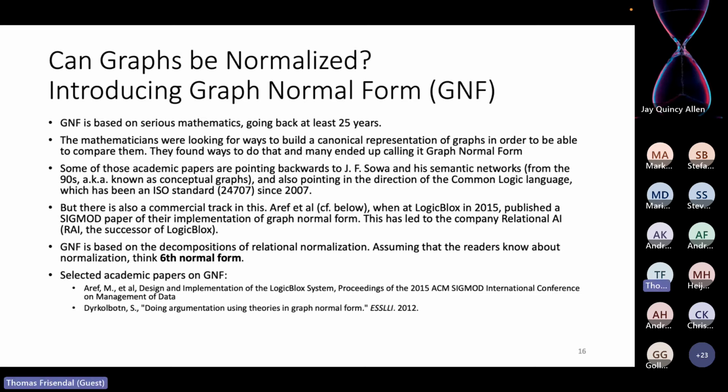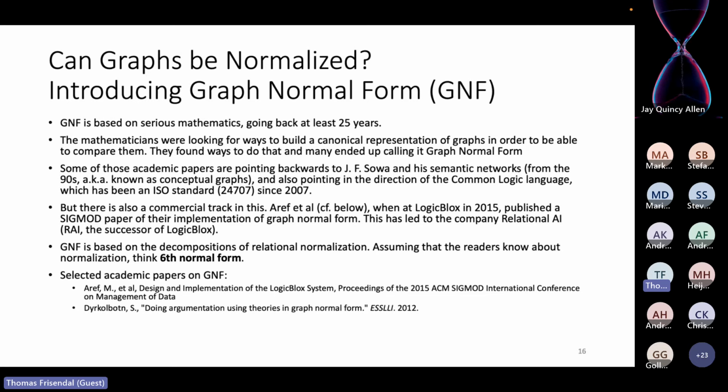Graph theory is based on set theory mathematics. It goes back almost 200 years, really. And there have been a lot of mathematicians doing graph theoretical work. One of the findings is graph normal form, which is at least 25 years old. What the mathematicians were looking for was ways to build a canonical representation of graphs in order to be able to compare. That's a difficult question: having two graphs, are they really the same graph or what? And they found logic to do that, and they called the result graph normal form.